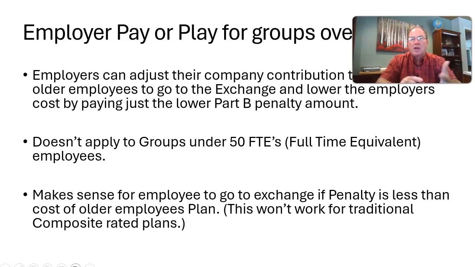Employers can adjust their company contribution, and you can do that with them. It does not take much time. So that the older employees, if that's what they want to do with the group, could be better off going to the exchange and getting a tax credit plan if they don't make a whole lot of money. And it will actually save the employer a lot of money, because if they had to contribute enough to make that plan affordable for them, it's going to be way more than the cost of the penalty, which is about $350 a month.